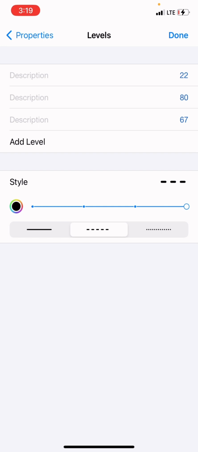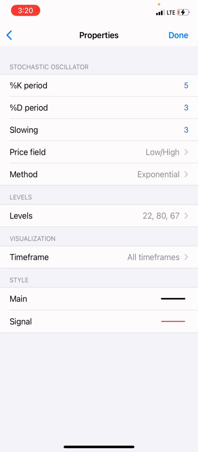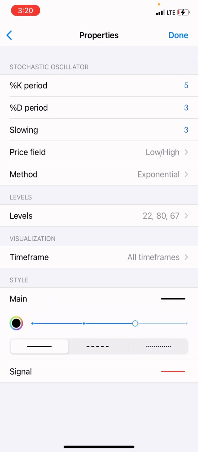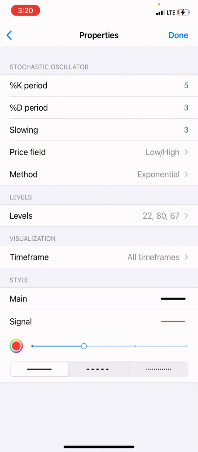You are adding them to the description. You want to put 22 first, followed by 80, then followed by 64, just as you can see on my screen, right? Then the style is going to be on 4 pixels. You put this dashed line here, this one with space, then you click on done. The main, you put it on 4 pixels, right here.